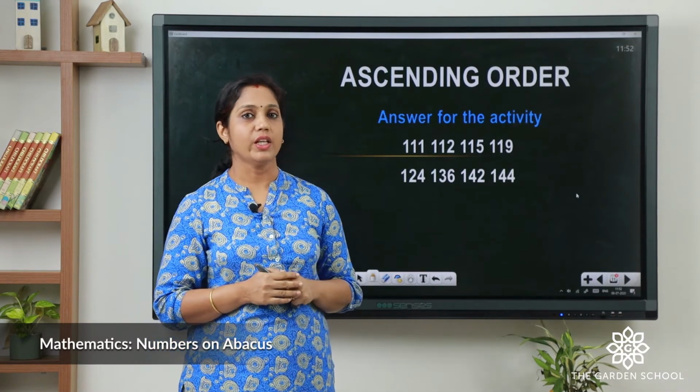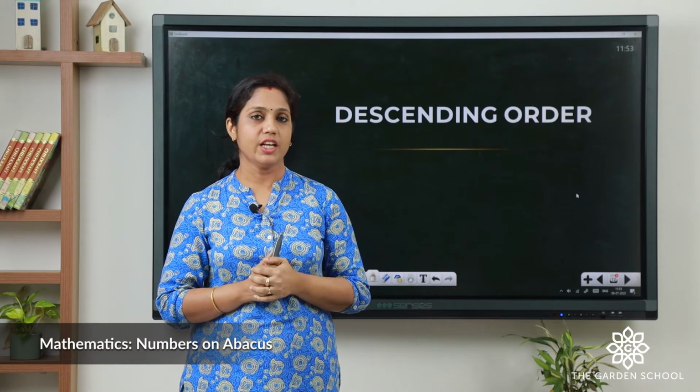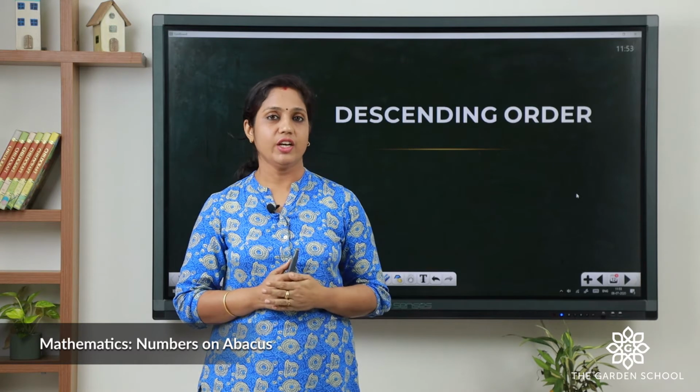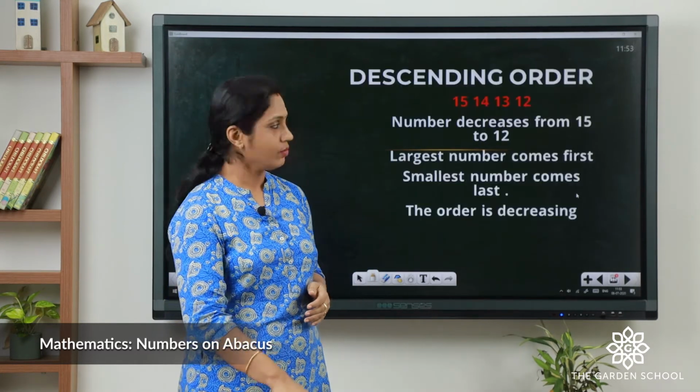You can check whether you have done it correctly. Now we have learned ascending order. What is ascending order? Arranging the numbers from the smallest to the biggest. Now we are going to learn descending order. So let's check what is descending order.